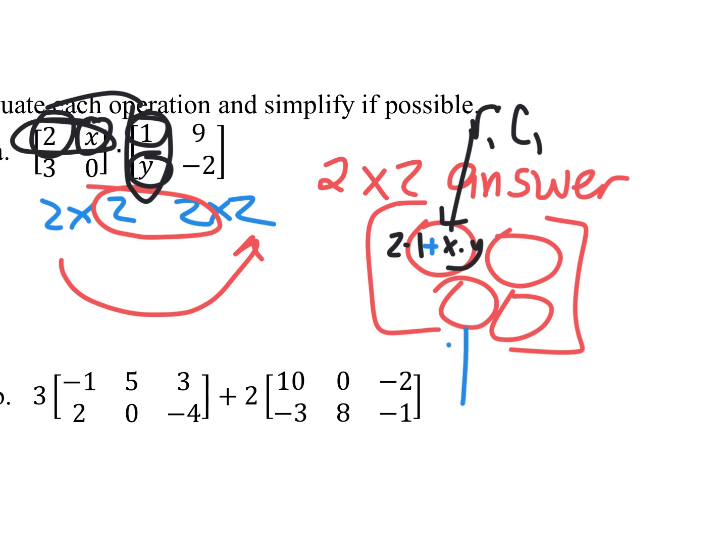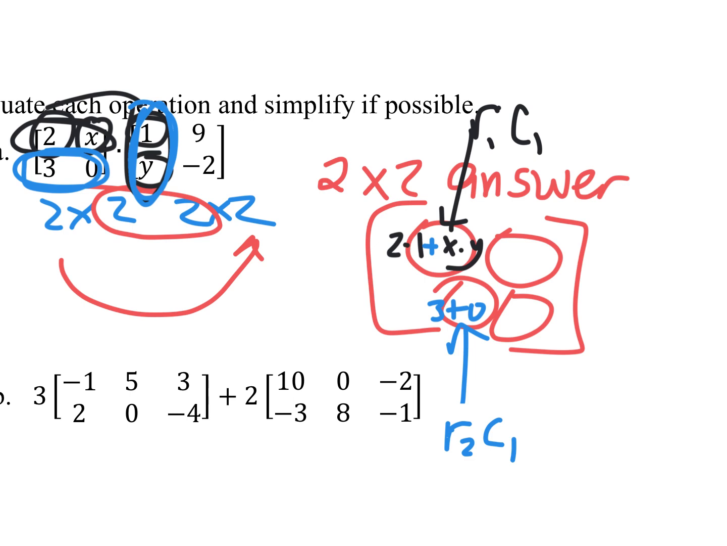Well, what about this spot? Well, that's not row 1, column 1. It's row 2, column 1. So you'd use row 2 with column 1. 3 times 1 is 3. Plus 0 times y is 0. So 3 plus 0 comes out to just 3.